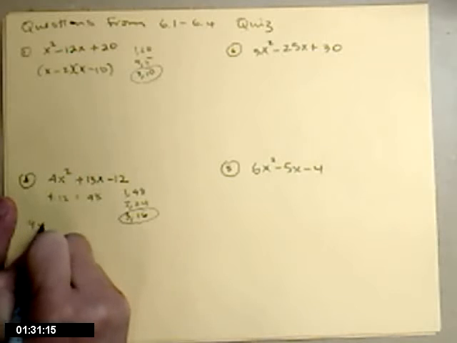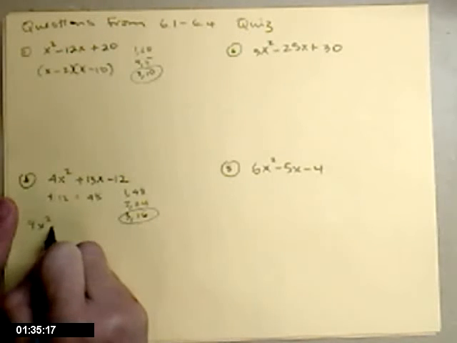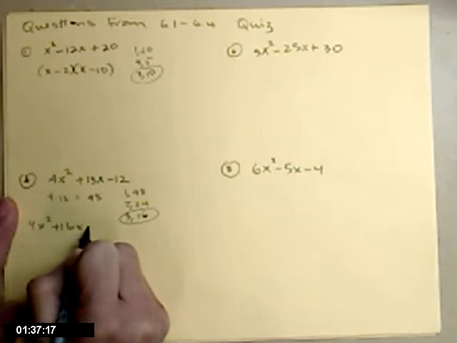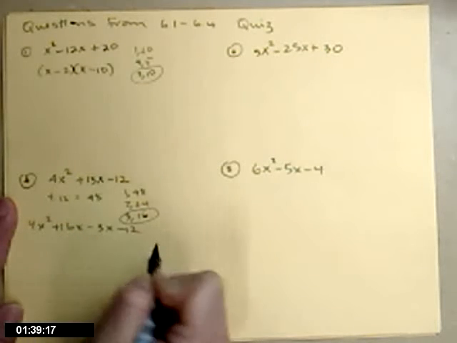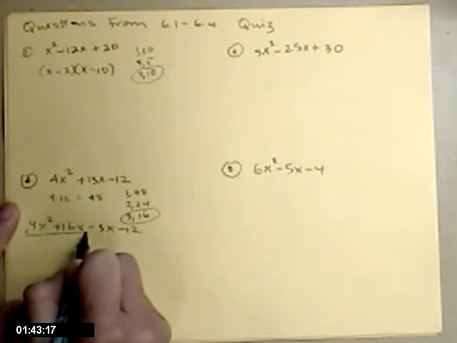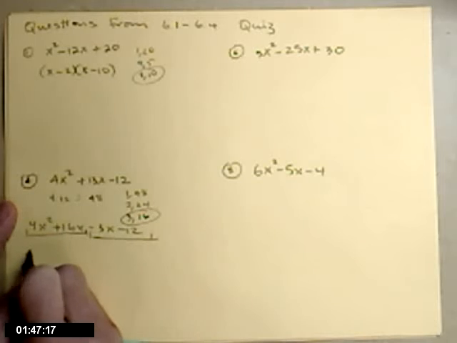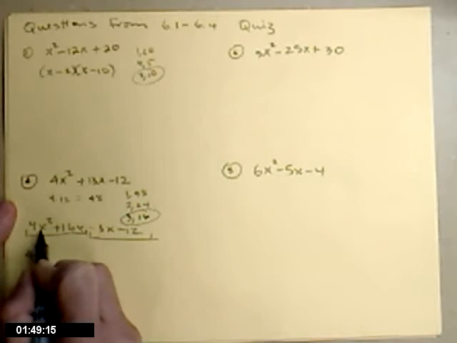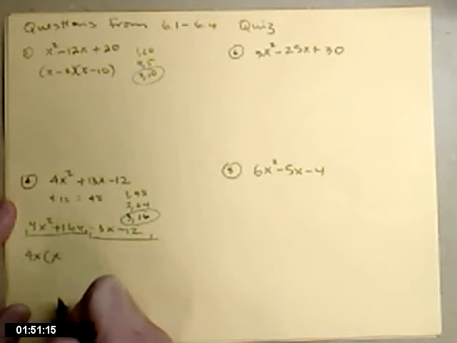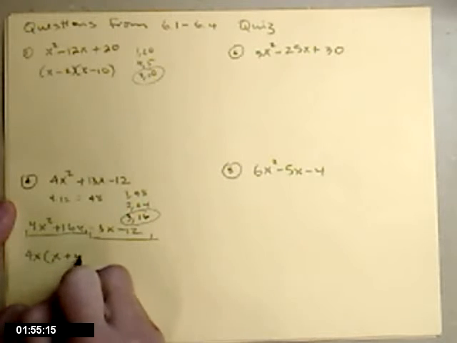So then I rewrite my trinomial with 4 terms using that pair that I just came up with. So plus 16x minus 3x. And then the 4x squared and the minus 12 stay the same. And then we group. Greatest common factor in the first group is 4x, so I factor that out. 4x from 4x squared leaves behind an x. 4x out of plus 16x leaves behind plus 4.